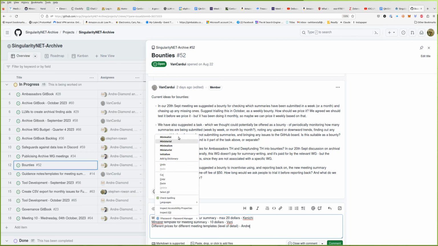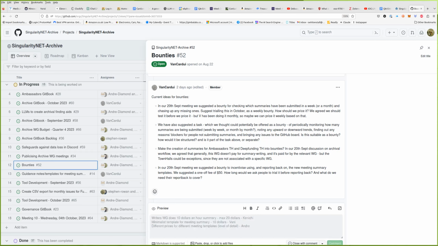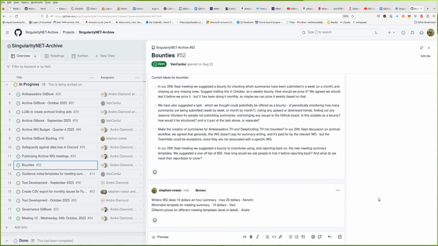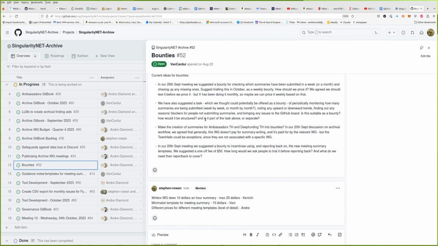Any other comments on this at all? Yeah, just what about the other suggestions? Do people think they would work? How much would they be? And just how do we progress this? I'm guessing that it's you as workgroup lead, Stephen, that would have to add a bounty to DWork.